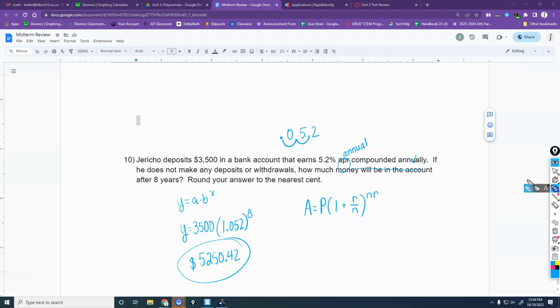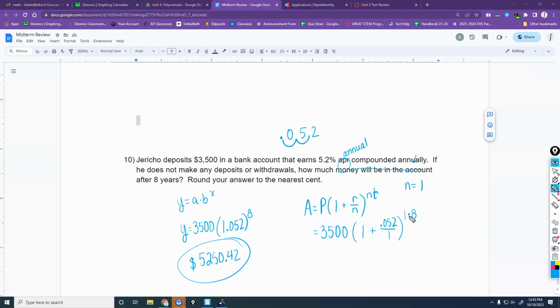So I'll show you why you don't have to use the formula for this. N equals 1, right? So if you use this, P is still 3,500, that's the starting value. You've got 1 plus your rate as a decimal, 0.052, divided by N, the number of times compounded per year, which is just 1 for this. And then you've got N, which is 1, times T, and the amount of time is 8.